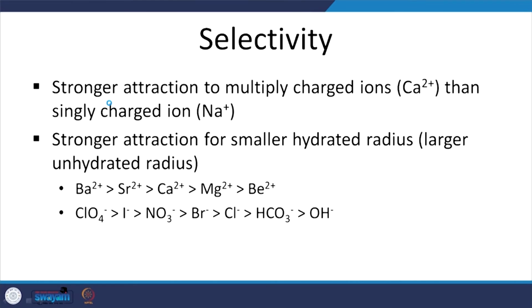Let's move on. So again selectivity: stronger attraction to multiple charged ions, Ca2 plus, than singly charged. Okay, fine. Why is this? The whole principle is that you are going to have ions, let's say calcium, and you are going to have its unhydrated radius, right? Another aspect is the hydrated radius. Water is polar, so you are going to have some of these water molecules surrounding this particular calcium ion. So whenever the calcium ion moves, these water molecules move with it.